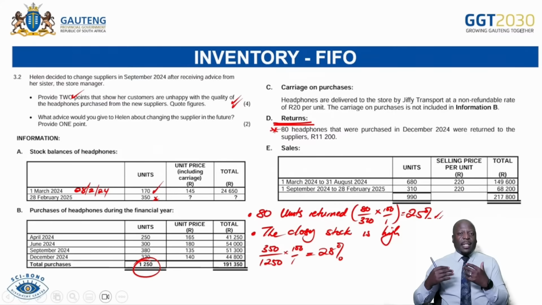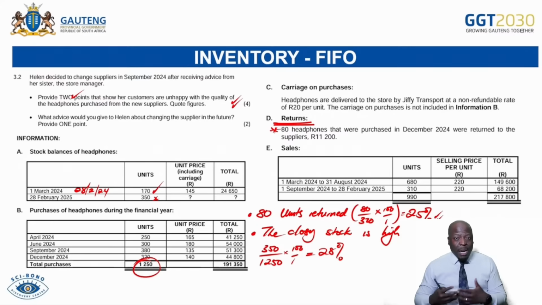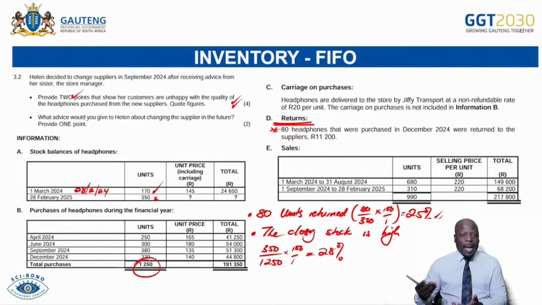These are questions that examiners normally ask, and you must be able to analyze your information, look into it and see what indicators tell you that customers are unhappy or customers are happy. If your customers are happy, what does that mean? It simply means your stock is moving much faster, or your closing stock at the end of the year is also less, and the number of returns is very low. That shows that customers are satisfied with the kind of product that we are giving them.